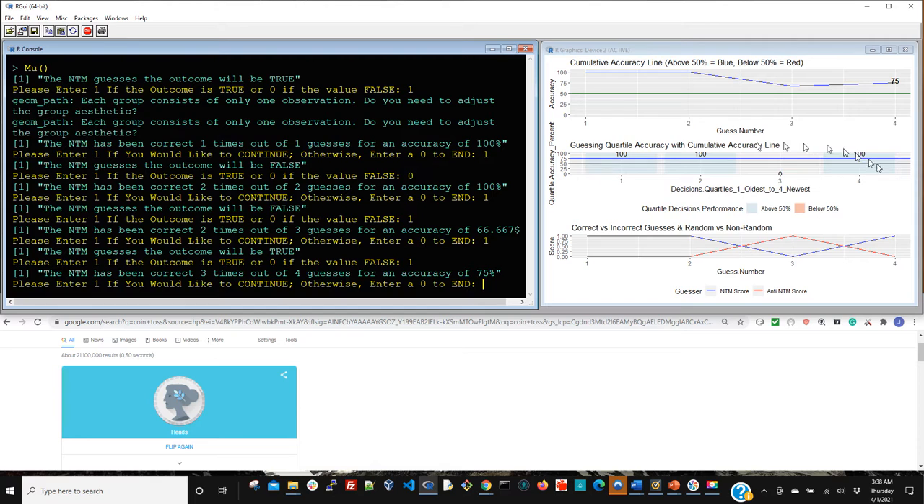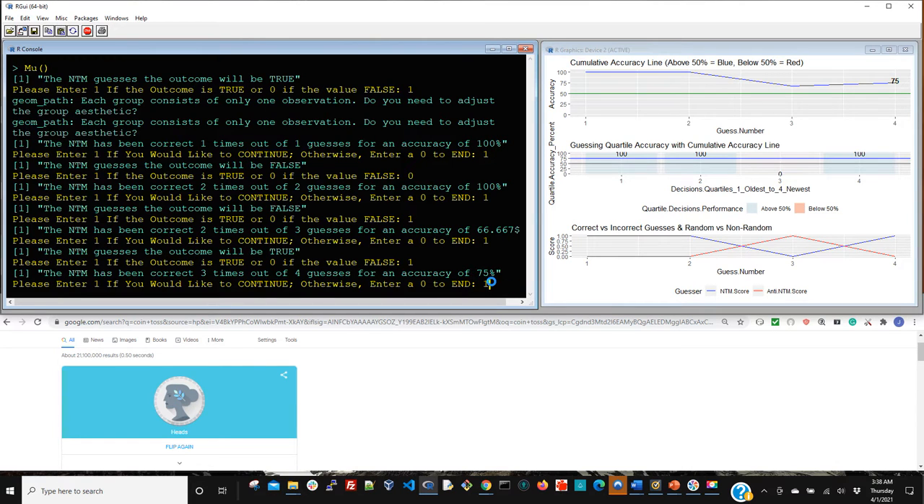You see this third graph. This third graph simply takes all the data points and bins them into quartiles. You could have deciles as well. It's just a simple parameter change, but in this particular demonstration, it's the quartiles. So as you can see, we get the first guess correct, the second guess correct, the third guess was incorrect, the fourth guess was correct. We can continue if we like.